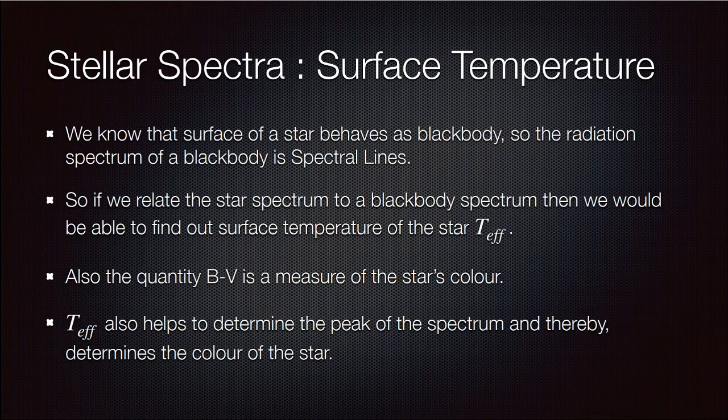T effective also helps to determine the peak of the spectrum and thereby determines the color of the star. What we get is that the hotter the star is, the more bluish it is in color, and the colder the star, the more reddish it is. The higher the temperature of the star, the more it emits UV or ultraviolet rays, and the colder the star, the more it emits infrared rays. Next slide.